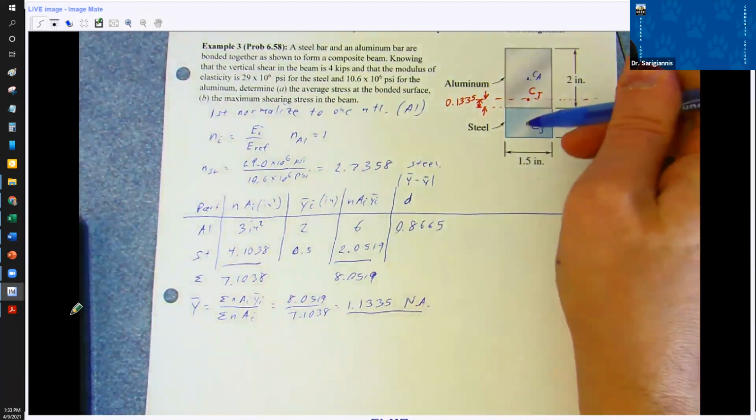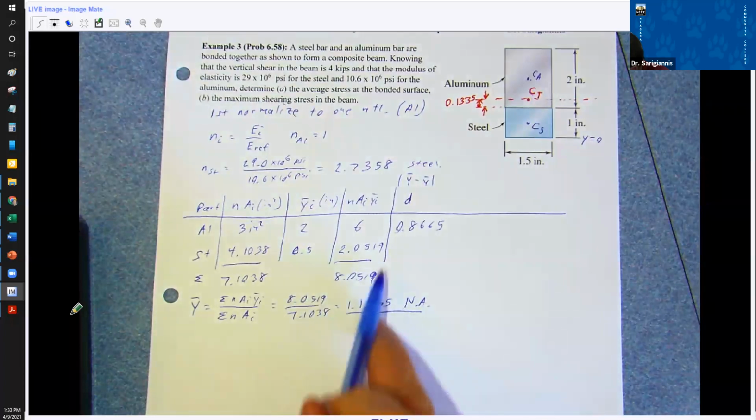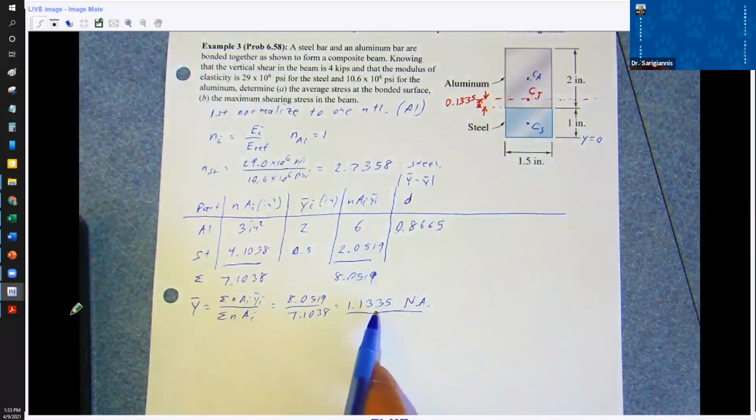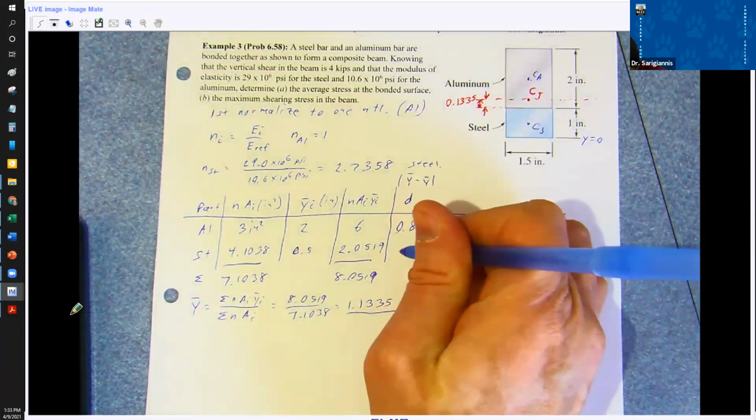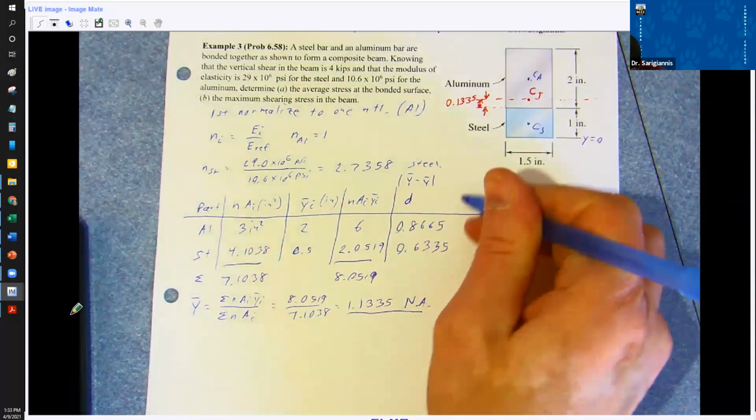Now we're looking at the centroid for steel. The distance from here to here is going to be the 0.5 plus the 0.1, right? The 0.1335. So we're going to get 0.6335.